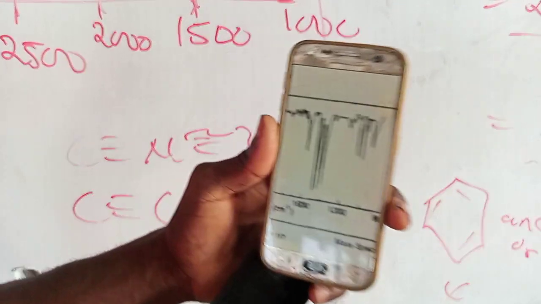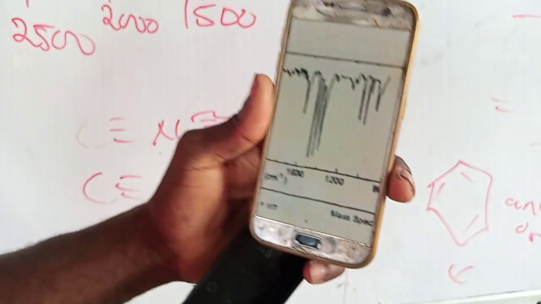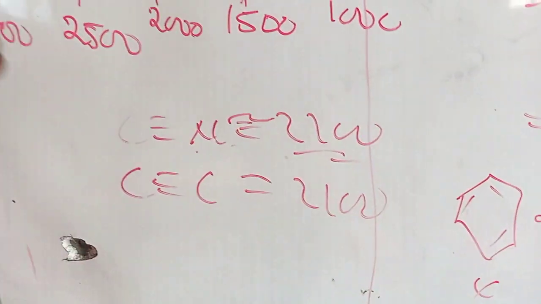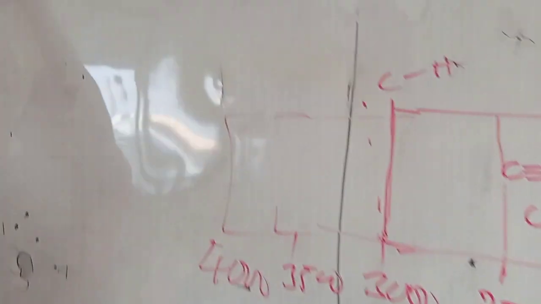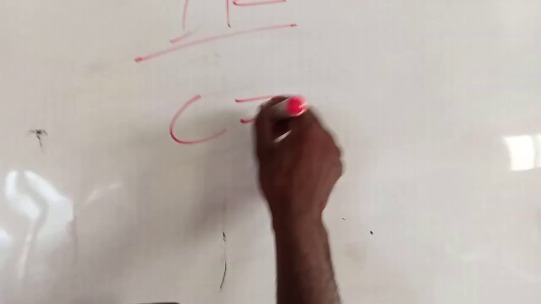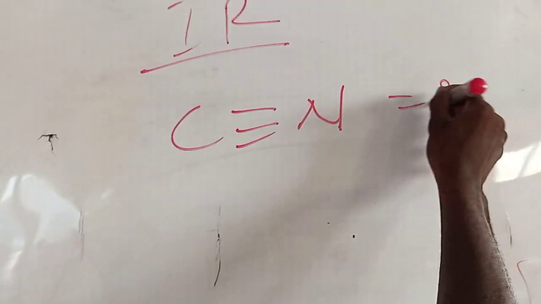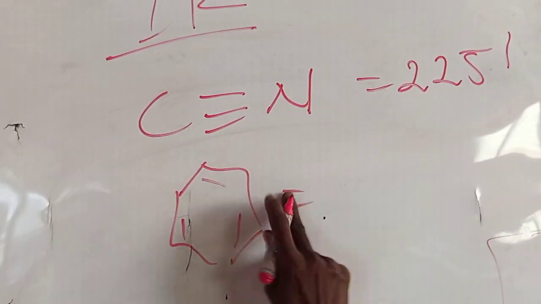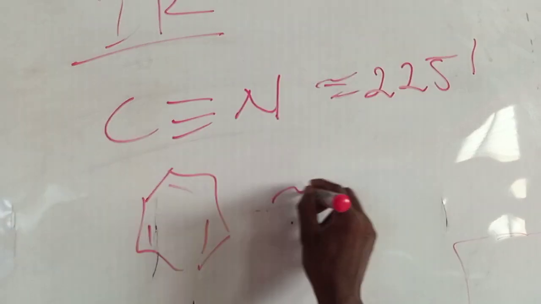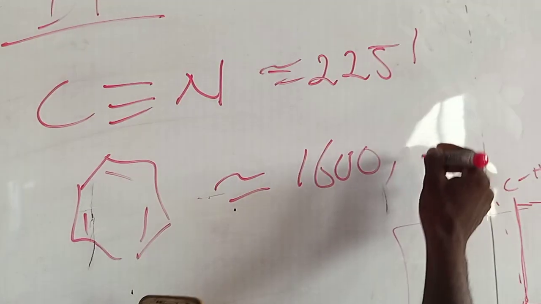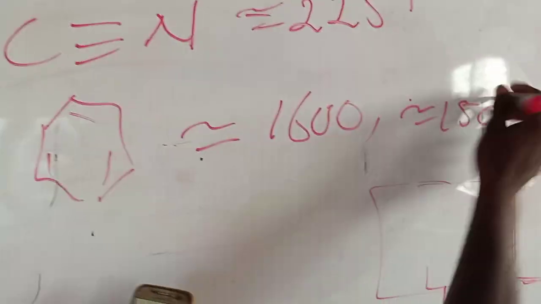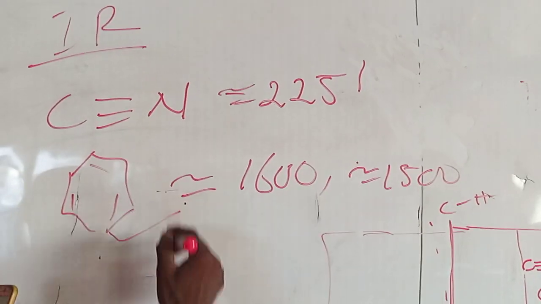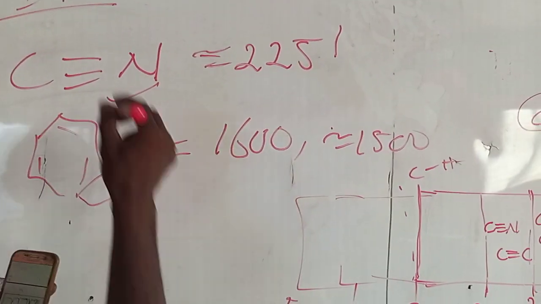So from the IR we are able to know that we have a C triple bond N and we have a benzene in our formula. All right, that is okay. So from the IR, we have seen C triple bond N around 2251. Then we have seen a benzene stretch at 1600, one around 1500, and this is characteristic of benzene. So the IR has confirmed what the DB suggested. We have seen our benzene, we have seen our triple bond. So this is the IR data.